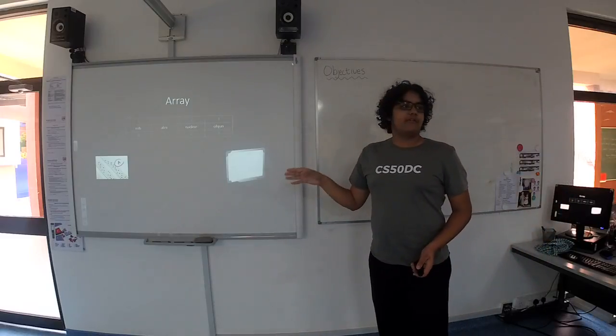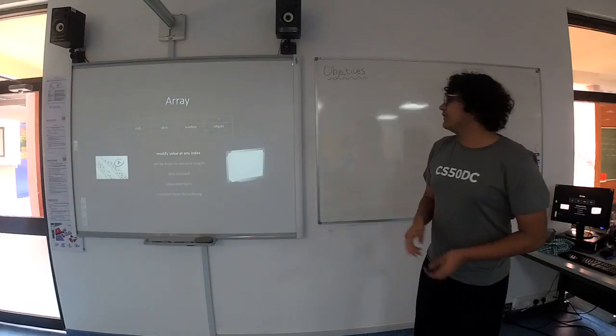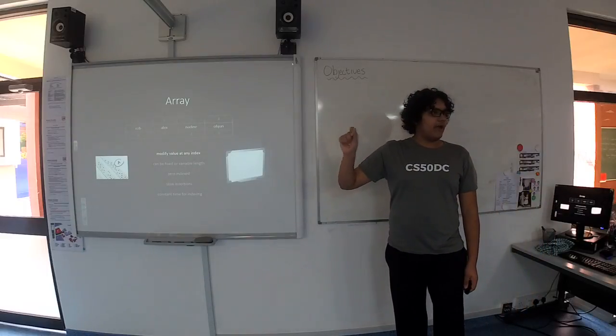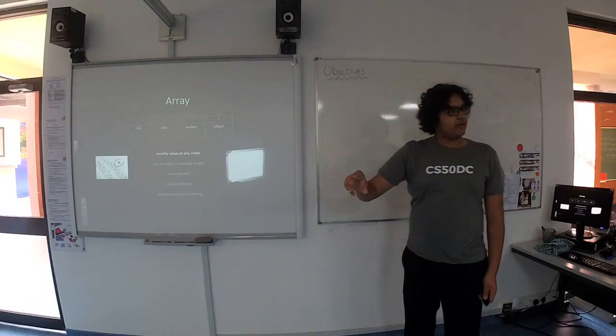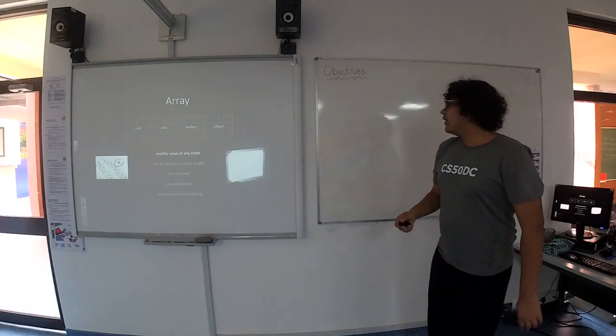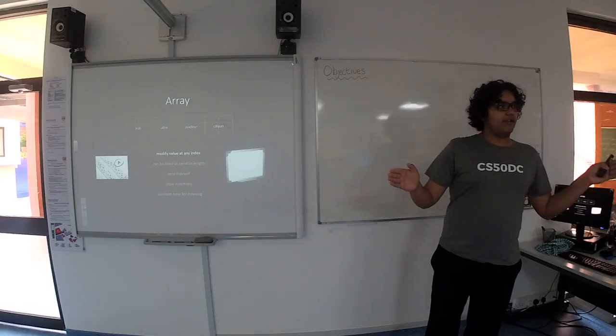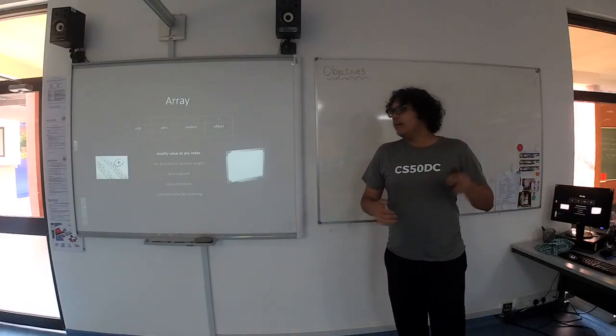The core parts of an array are the fact that you can modify the value at any index. So Mr. Wood could rub out the whiteboard and put someone else's name there if someone else did better. They can be fixed or variable length. Mr. Wood's whiteboards are fixed length because he only has 4 of them.